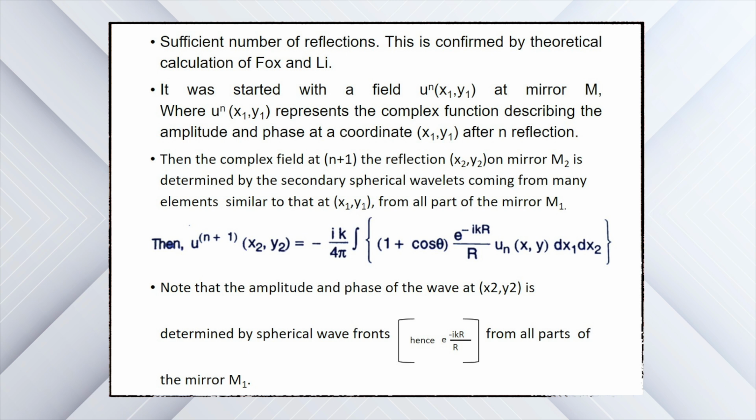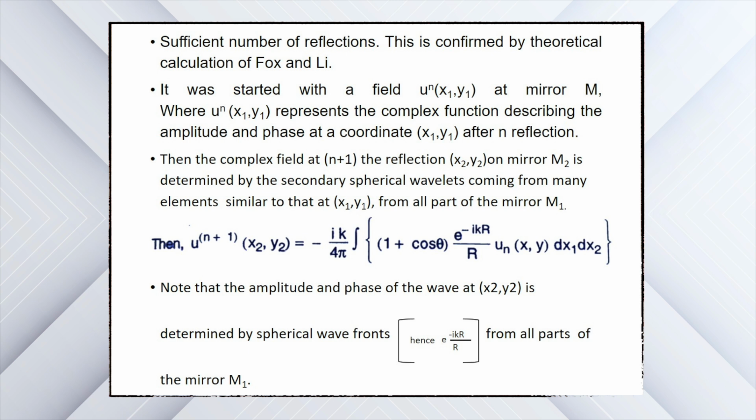U(n+1) represents the wave amplitude or representation of the wave at x2, y2, which I have already defined, equal to minus i k over 4 pi times the integral, all this put together. You can easily see, Un represents the amplitude of the wave at the point given by x1, y1. Then they are separated by a distance r at an angle theta. Then this is the starting point.